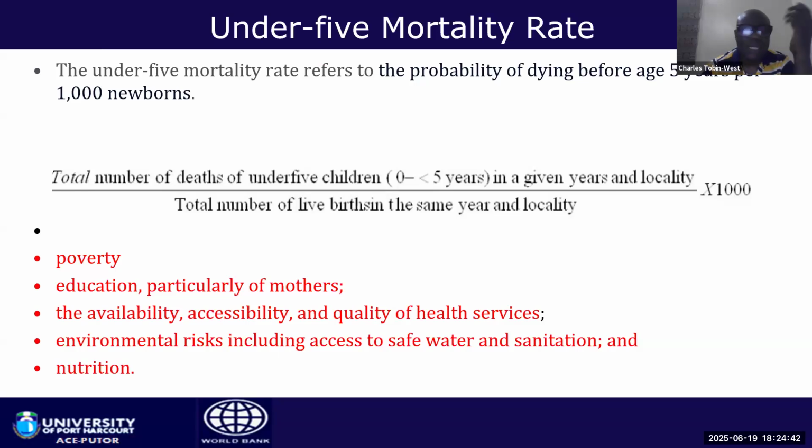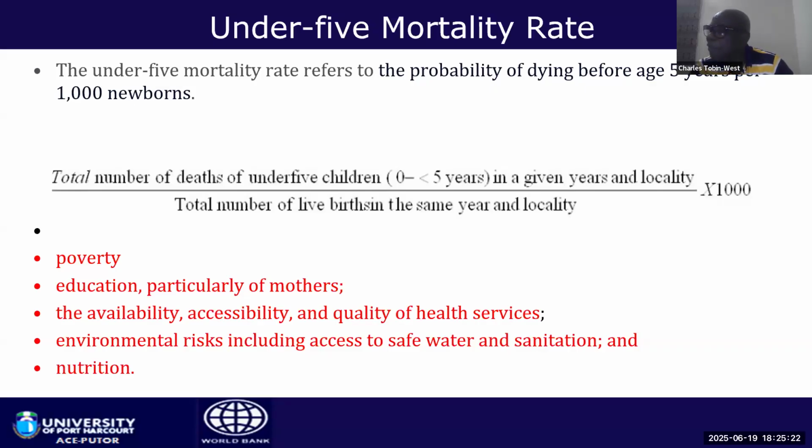Then under 5 mortality rate too, okay, that one is similar to infant mortality rate. It talks a lot about our healthcare system, and it is the total number of under 5 deaths in a given year and locality over the total number of live births in that same year. So the variables that affect it include poverty. Children can die from malnutrition, poverty, poor education of parents, particularly of mothers, availability, access, and quality of health services.